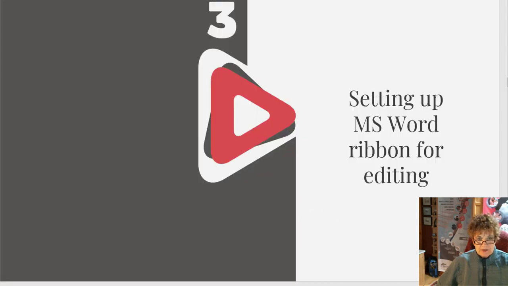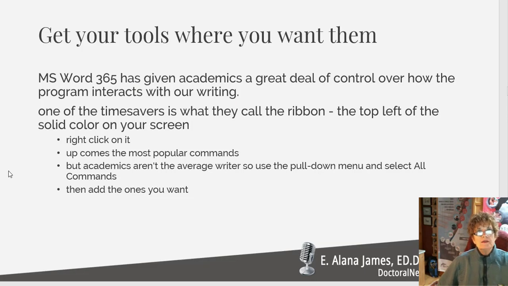This one, we are talking about setting up the Word ribbon for editing purposes as an academic. Okay, so what is the ribbon? The ribbon is that dark space at the top, and there are lots of tools that just don't show up all the time that you can find and put there for your editing. We're going to talk about some of those, and I'll show you where to find them. It's a big time saver when you're writing a lot.